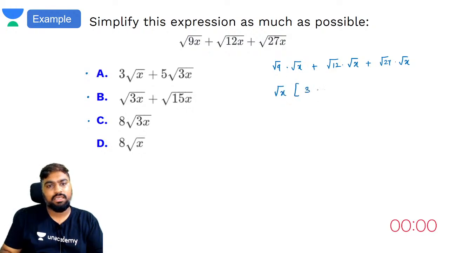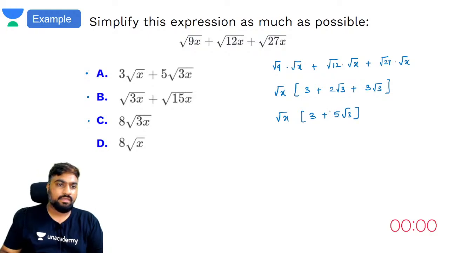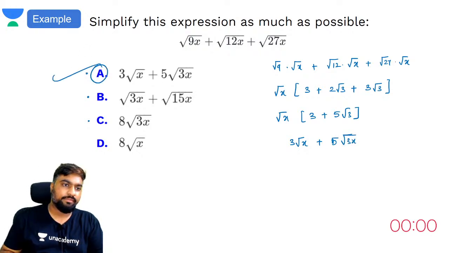So what will happen if I take root x out common? I will have root 9, which is 3, plus root 12 is basically what? 12 is 3 into 4. Yes, so 3 to perfect square nahi hai, 4 hai, which is 2 root 3 plus, what is 27? 27 is 9 into 3, that is 3 root 3. Yes, so what do you get? Root x out common, you have 3 plus 2 root 3 plus 3 root 3 is 5 root 3, hai na? Yes, so what would this be equal to? 3 root x plus 5 times root 3 into root x is root 3x, which is option A.